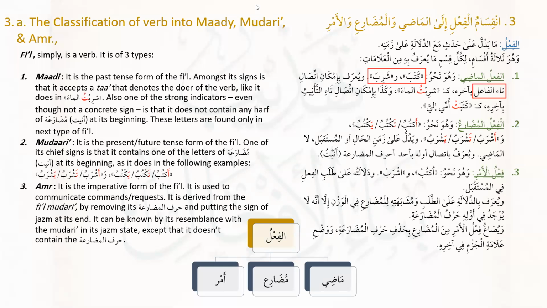So فعل مضارع is the one that denotes the time of the فعل being in حال, present tense or future tense. يدل على زمن الحال أو المستقبل لا الماضي, it does not denote the فعل occurring in the past. ويعرف باتصال أوله بأحد أحرف المضارعة. How do you identify فعل مضارع? It must have at its beginning one of the أحرف of مضارعة, which are همزة, نون, ياء, or تاء. One of these four حروف must be present at the beginning of the فعل مضارع, which is the present tense.